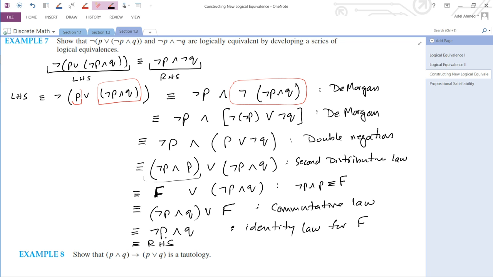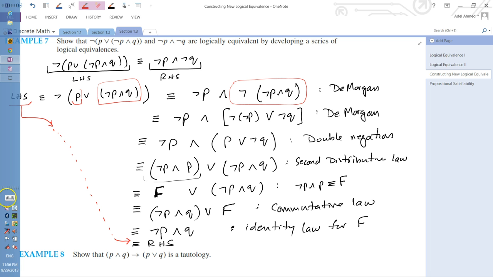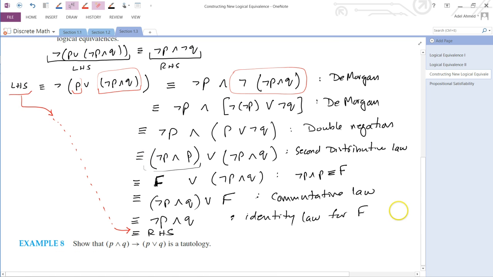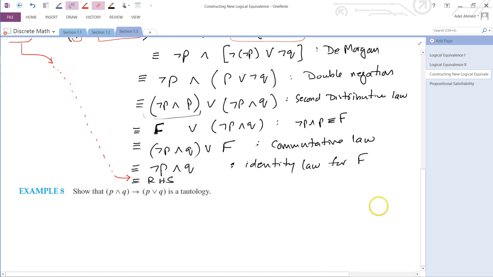So as you can see, I have used the first strategy, which starts with the left hand side, and then applying some logical steps we arrived at the right hand side. And this is another demonstration of how you can use the first strategy to prove the equivalence of two logical expressions. Right. So now let's continue with the next example.